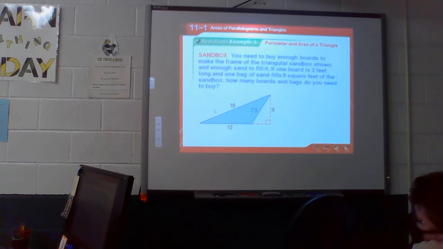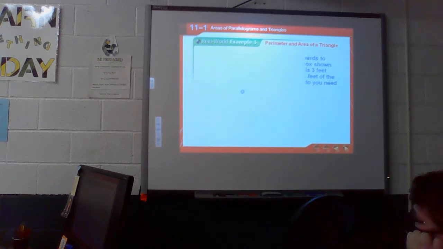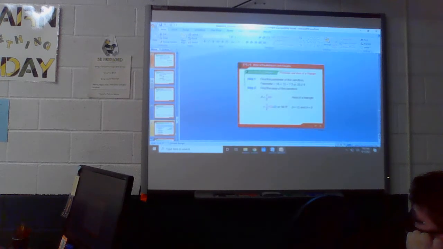What do I do with that number right there? Divide by 3. Right? Because I'm looking for the number of boards that I need to make. If I divide by 3, I get 11.8. So how many boards do I need? 12. I got to round up. Okay? Now, how do I find out my area of my triangle? 12 times what? 9 divided by 2. So I get 54. And what do I have to do with my 54? Divide by 9. So I get how many bags of sand? 6. Okay? So it's kind of a really good problem. It made you think a little bit, but it used everything that we had talked about.